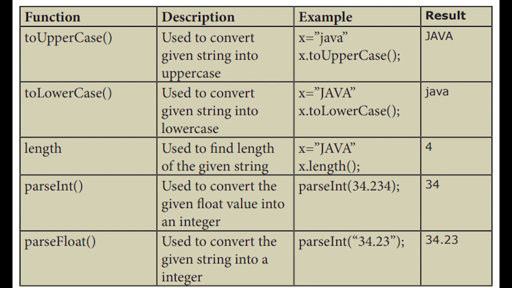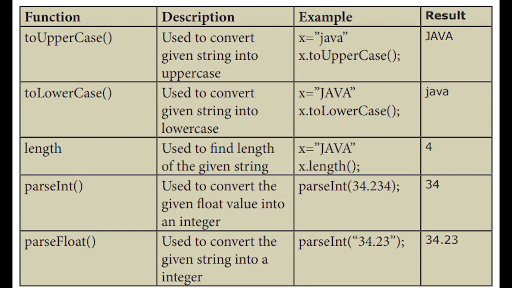Okay, the next one is parseInt. parseInt means this is used to convert a float value into an integer. If you give parseInt and inside the brackets you give 1.243, it will take the value to the left of the decimal point and display it, dropping what is on the right. That means parseInt will convert the float value into an integer.